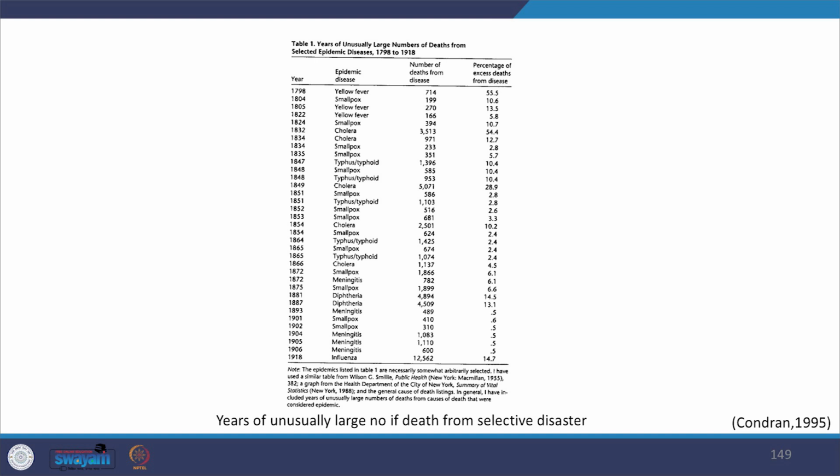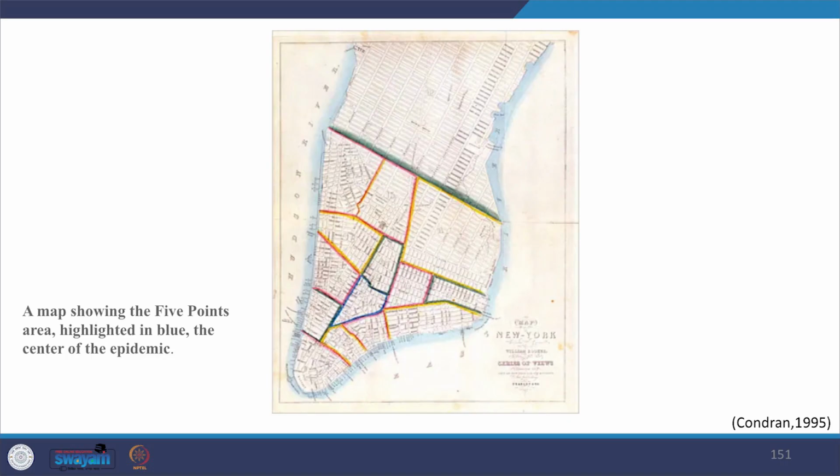The table published contains a list of major outbreaks of epidemic disease in New York City from 1798 to 1918. Cholera dominated the first half century, while smallpox added to the epidemic death toll. The list includes yellow fever, typhus, typhoid, influenza, and cerebrospinal meningitis. A map shows the Five Points area highlighted in blue, the center of the epidemic in the city. The epidemic left more than 3,000 dead out of a population of 250,000.